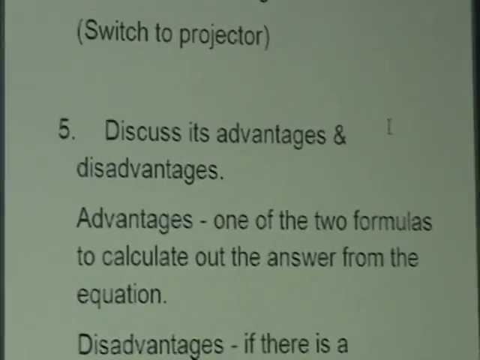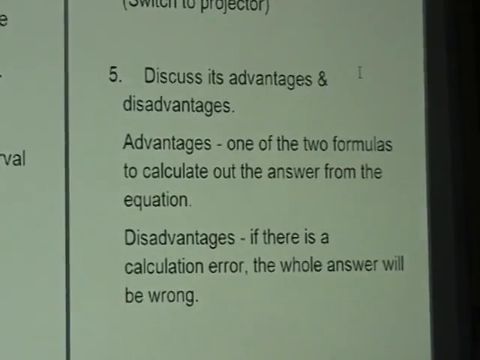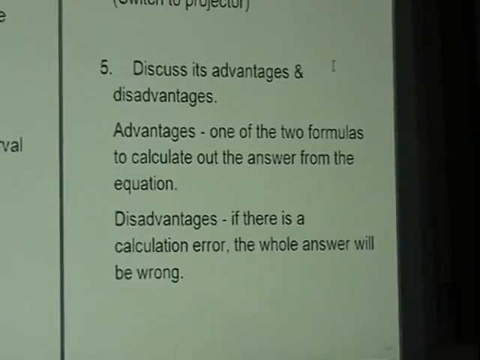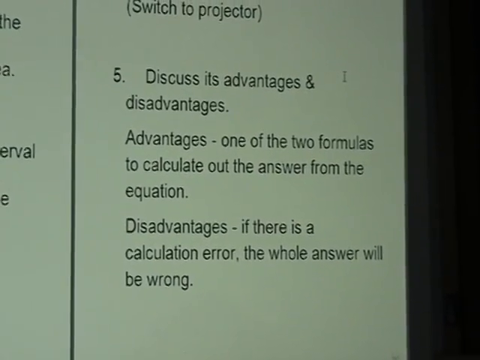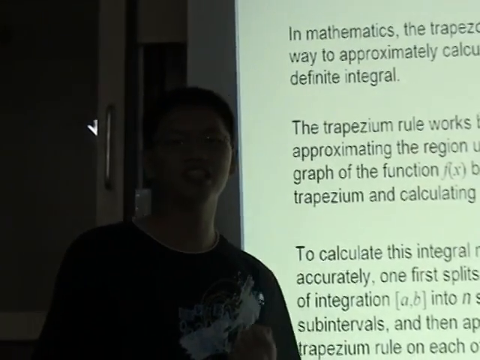And question 5, the advantages and the disadvantages. First, the advantage is that it is one of the two formulas to calculate the answer for the equation, and the disadvantage is that if there's any calculation error, the whole answer will be wrong. There will be more detailed advantages and disadvantages explained in our section D.